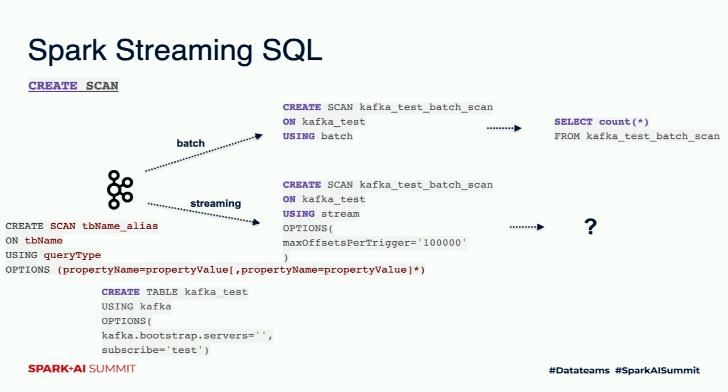So if we want to use batch mode, we can query on the data source table directly, or we can create a batch scan on top of the table. If we want to use streaming mode, we must create a stream scan on top of the table. After creating a stream scan on top of the Kafka data source table, we can use DML SQL to process the streaming data source. For example, we can select from the data source and insert into the target table.